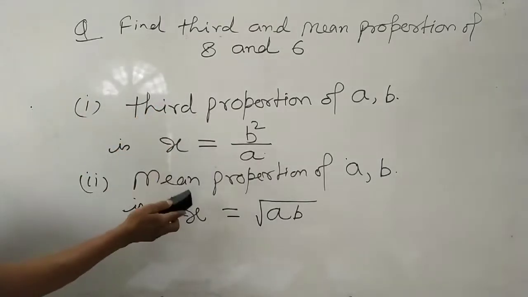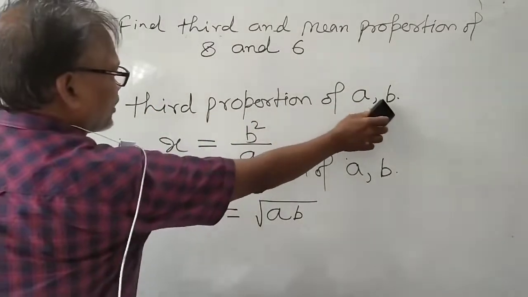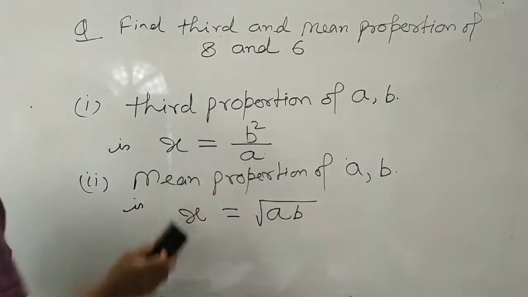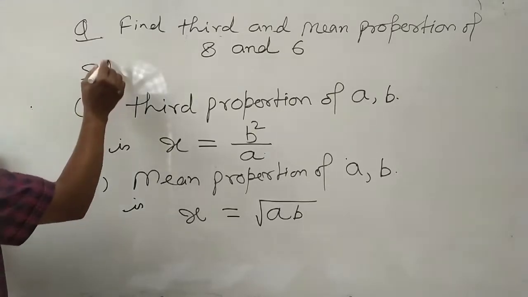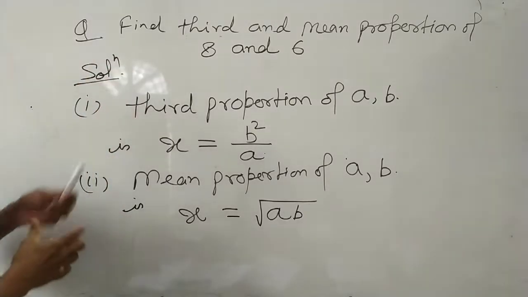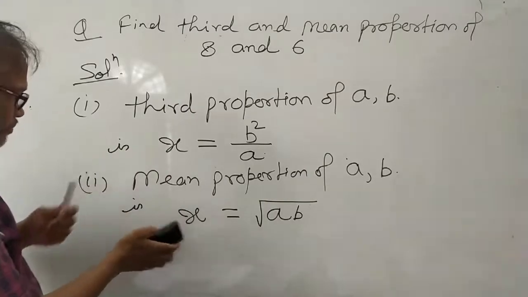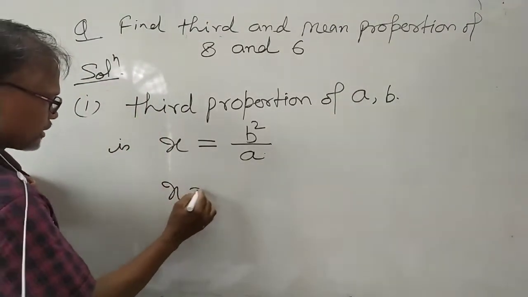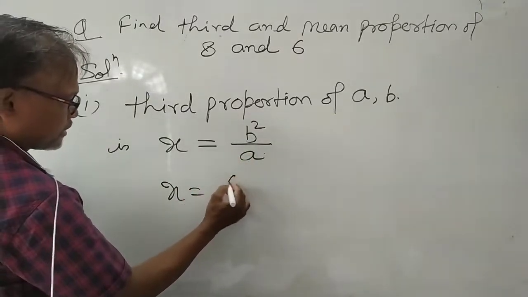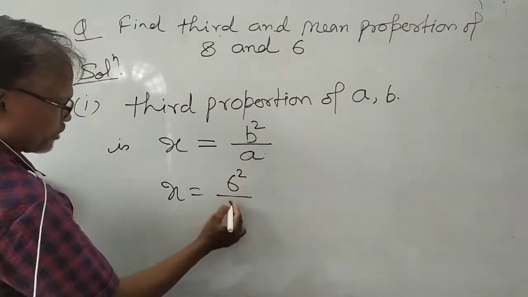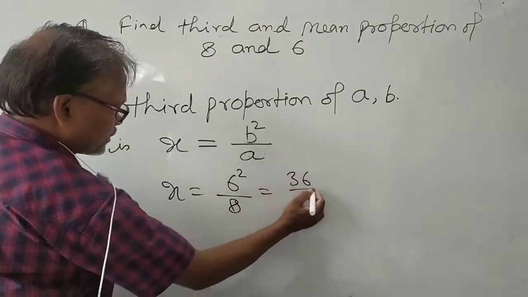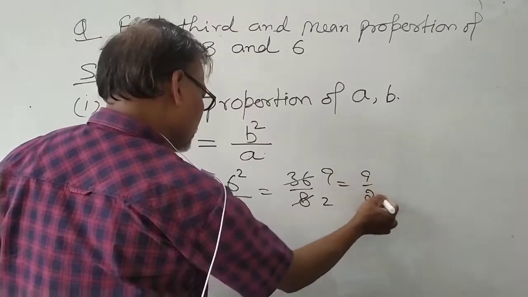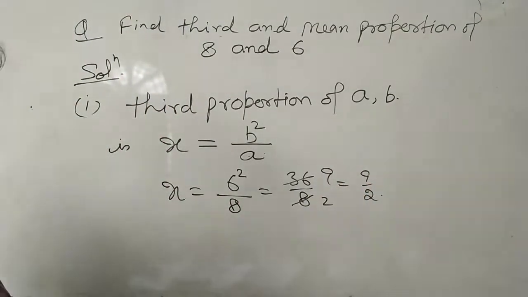So using this, the third proportion of A and B is the square of the second number divided by the first number. In the solution, you write x is equal to, in place of B, 6 square divided by the first value, that is 8. 36 by 8: 4 times 9, means 9 by 2 is the third proportion.